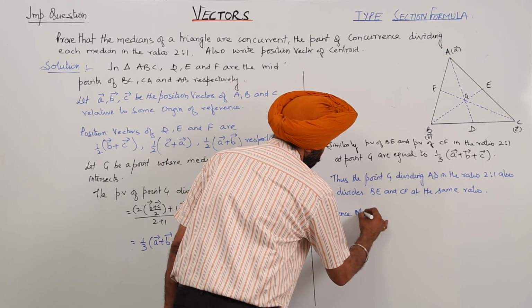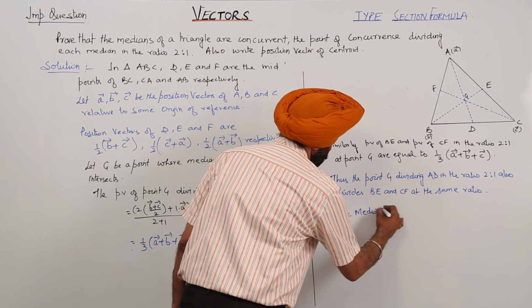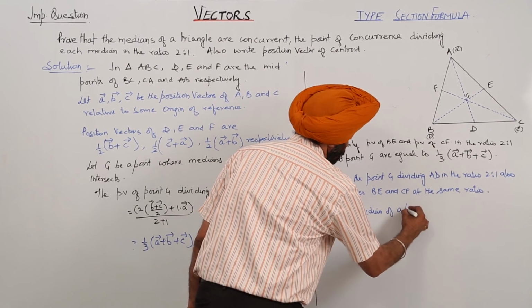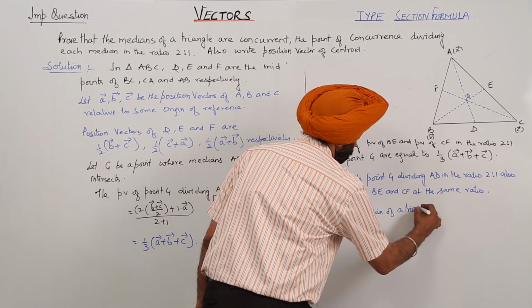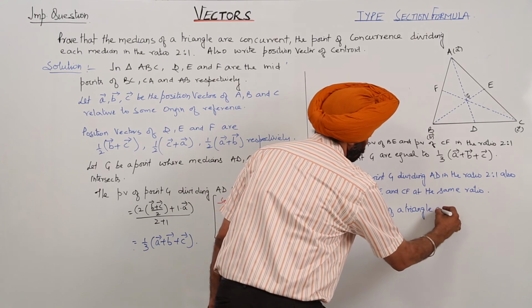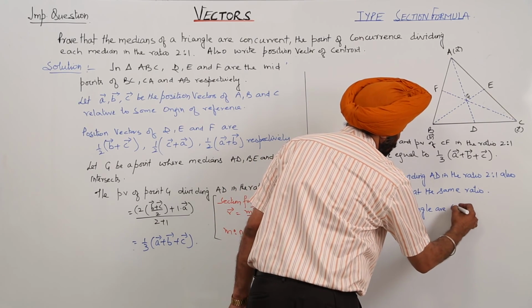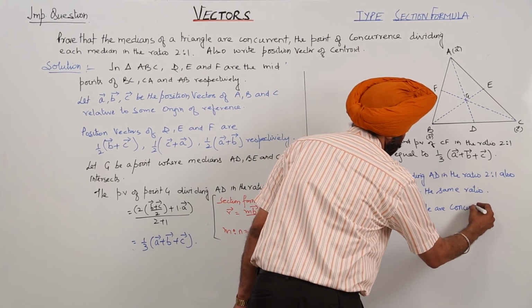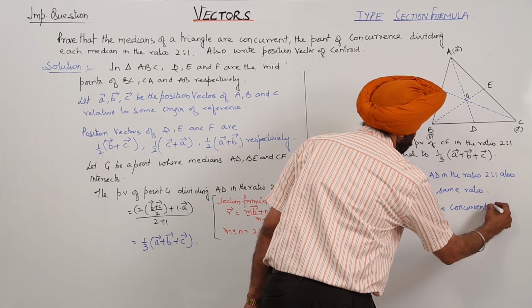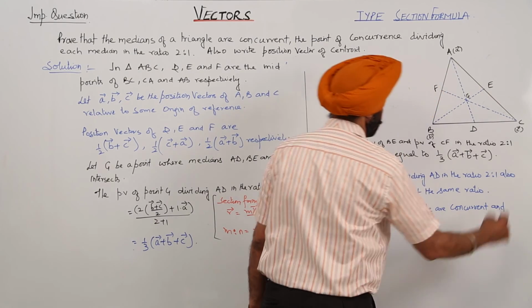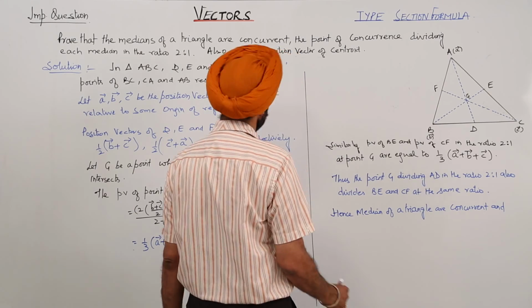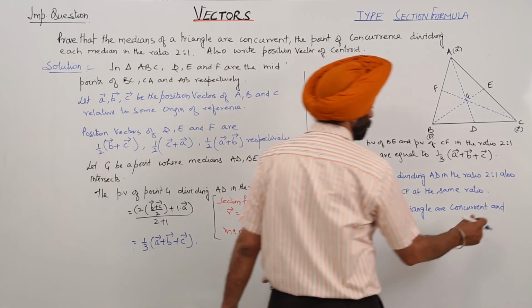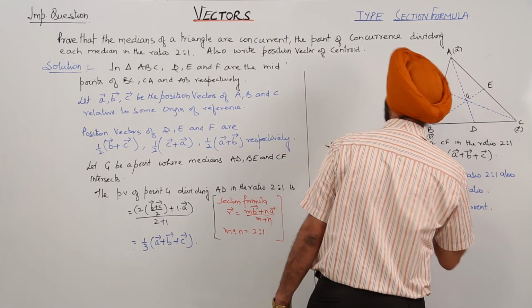Hence, the medians of a triangle are congruent, because this is the second part.